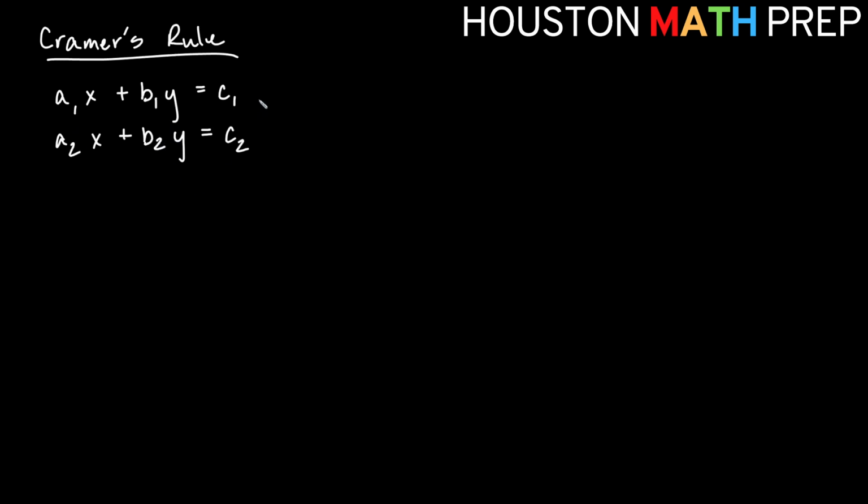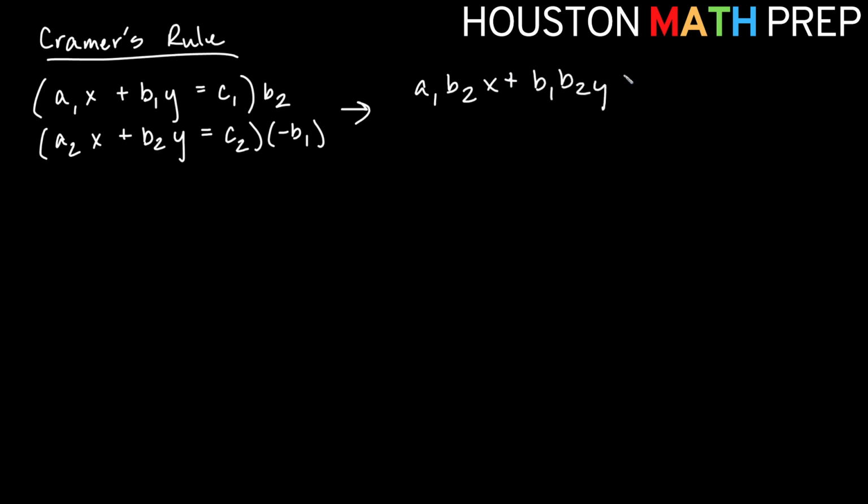So we could multiply the first equation by, say, negative b2, and the other one by b1, or vice versa, right? So the idea would be to eliminate the y's. Let me multiply by positive b2 here, and I'll multiply by negative b1 here. Okay, so if we did that, you can see what we would get. We would get a1 b2x plus b1 b2y is equal to c1 b2 here, and then down here we would get negative a2 b1x minus b1 b2y.